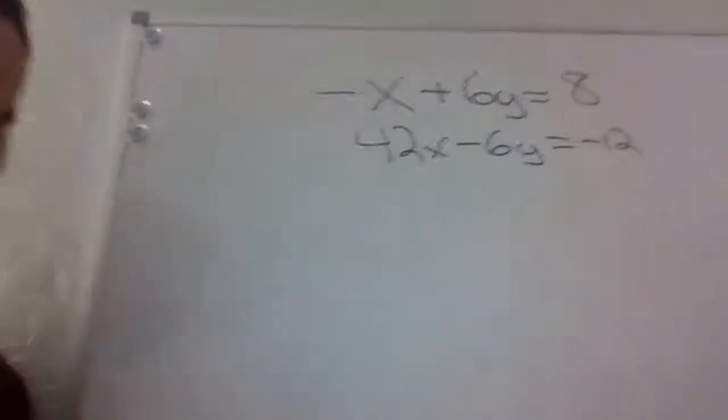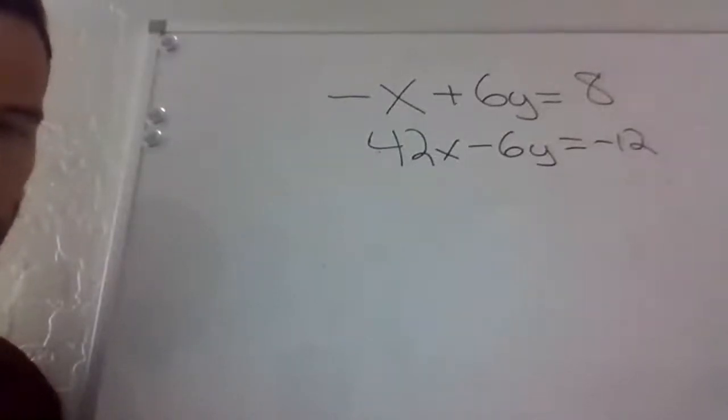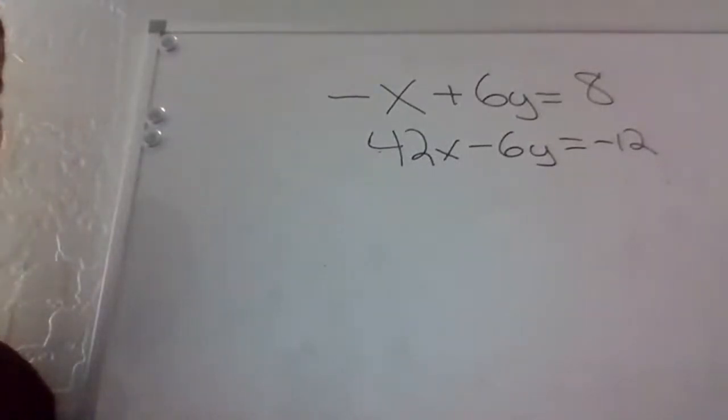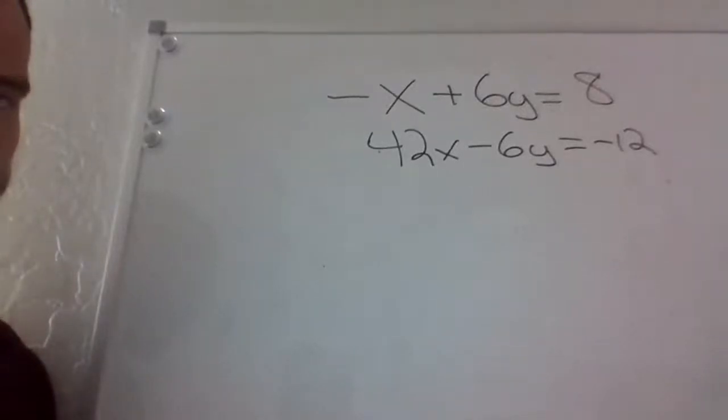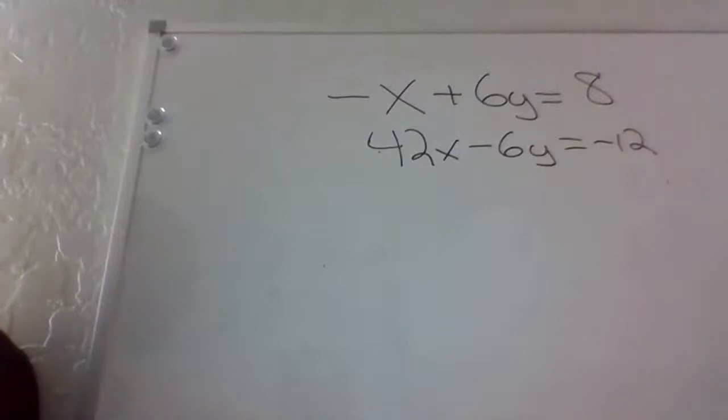So now we're just not going to do anything with the y. We're just going to be 42x equals negative 12. Now we need to deal with the 8 and the 12. Now we need to combine everything. All right, does that make sense?